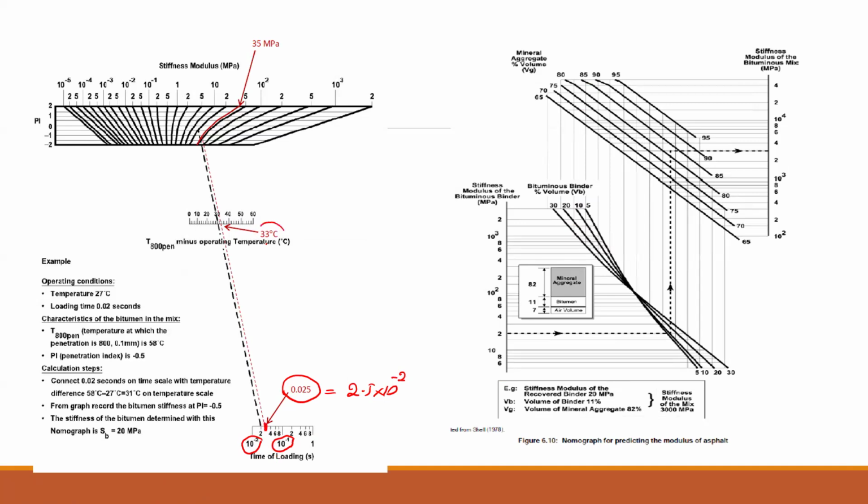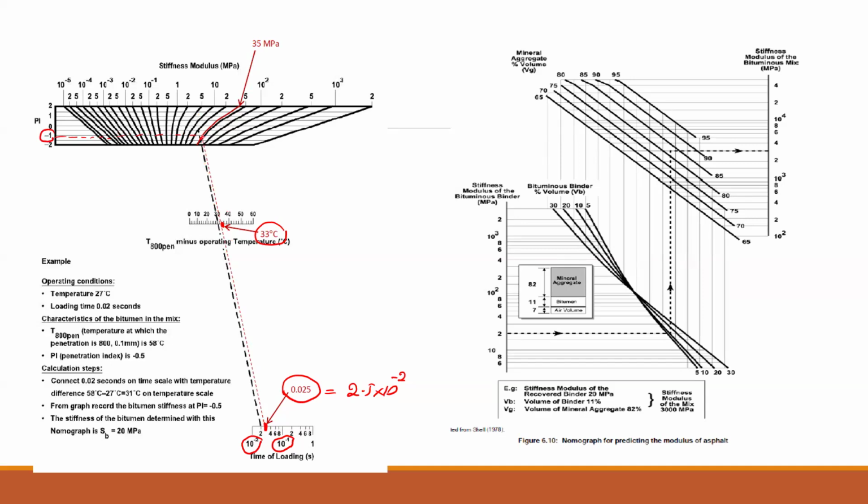And this number is 33 degrees. How did we find it? 60 minus 27, it is 33. So we found this point as well. Now we have drawn a straight line, and penetration index is -1. So our point is here.